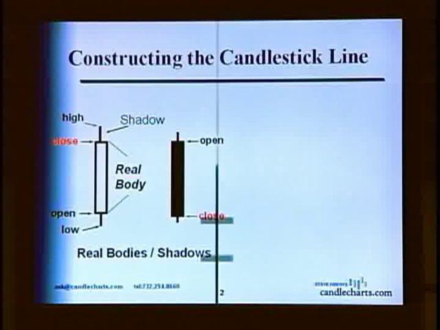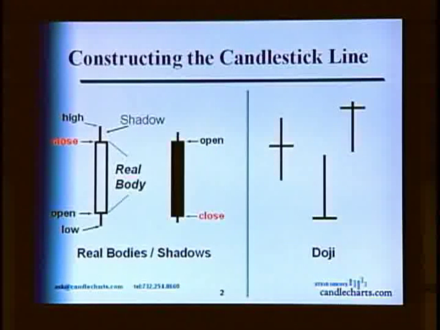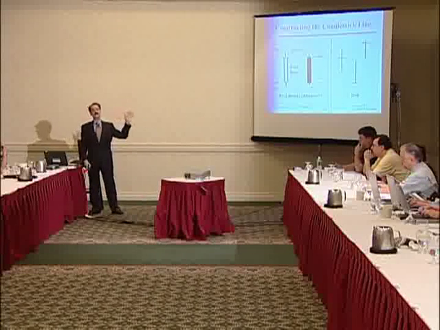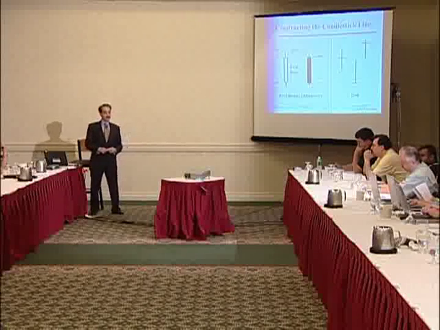The lines to your right are called doji. And doji are sessions where the open and closing are the same. And doji, again, because of the Forex, are going to be viewed a little bit differently than non-Forex. So before we move on, are there any questions about the construction of the candlestick line?